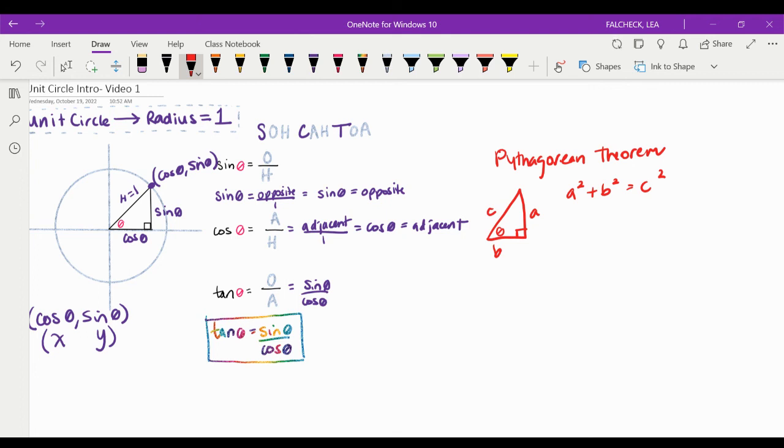You guys have been learning this since 7th grade, right? You're experts here. So now let's put it in terms of the triangle that we just learned about over here, okay? This side length here is sine of theta. This side length here is cosine of theta. And c is 1. So if I substituted the values for my triangle here into the Pythagorean theorem, I would get sine of theta squared plus cosine of theta squared equals 1 squared.